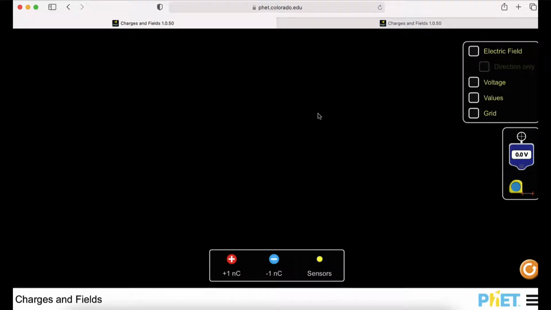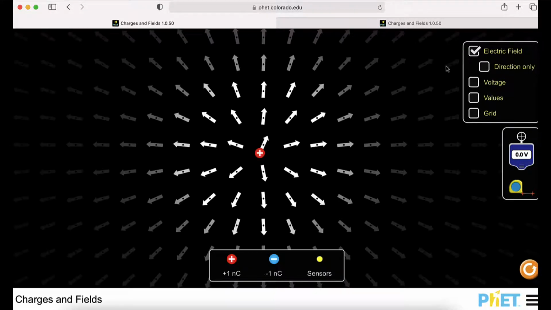This is the charges and field simulation from PhET. The URL is here at the top, and I'm going to place a positive charge into the middle of the screen. And remember that a field is a region in space where a force will be felt. So by putting this positive charge here, it creates an electric field around it, indicated by these arrows, where if I were to place another charge, like this yellow sensor, the yellow charge would feel a force. Now, in this case, the yellow sensor is a positive test charge. It's small and it's positive.